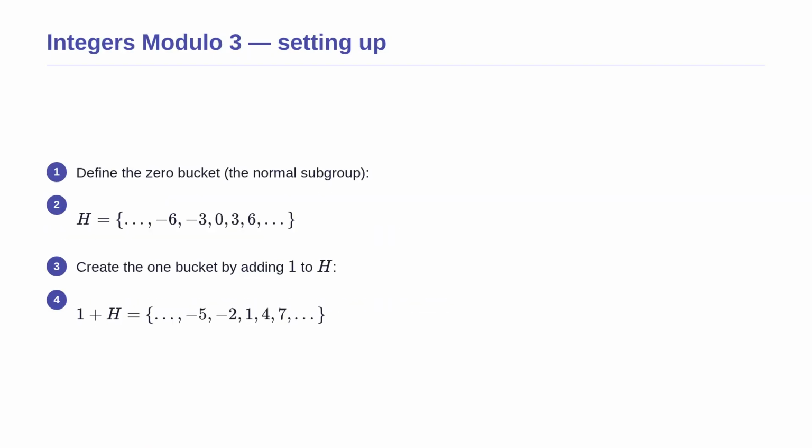Let us start setting up our buckets. Since we are using addition instead of multiplication, our cosets will look like A plus H. First, we define our normal subgroup, which acts as the 0 bucket. It contains all numbers that leave a remainder of exactly 0 when divided by 3, like -3, 0, and 3. We can think of this as our home base. Next, we create a brand new bucket by adding the number 1 to every single element inside H. This forms a completely separate, non-overlapping list of numbers, representing all integers that leave a remainder of 1.